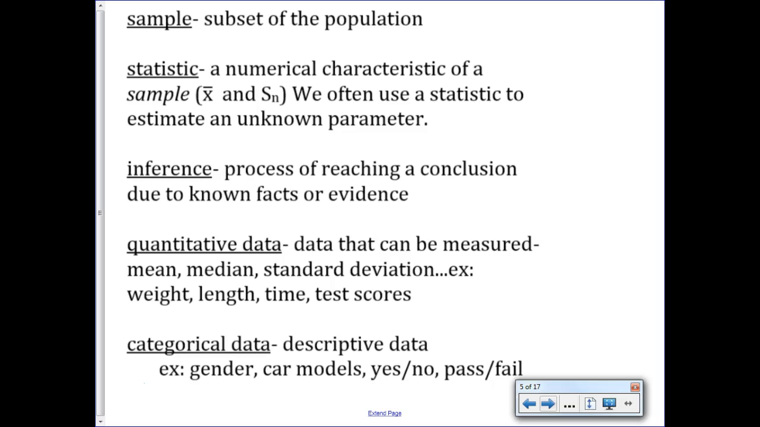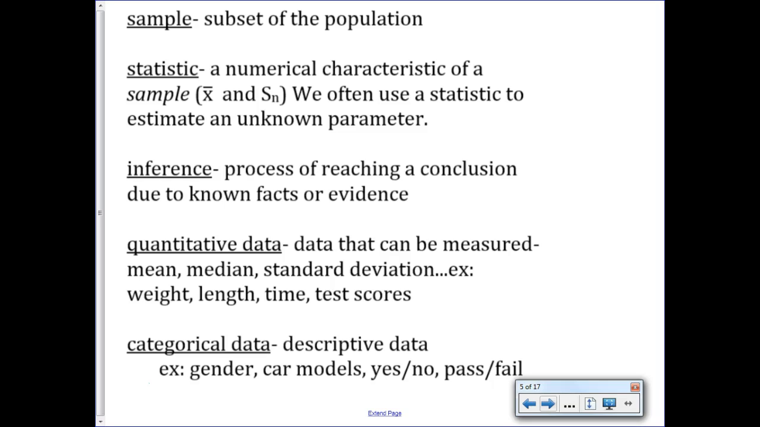An inference is the process of reaching a conclusion due to known facts or evidence. Hopefully that's a word that you've heard before. You've made inferences probably in your English class, or perhaps in science, a conclusion based on some evidence.